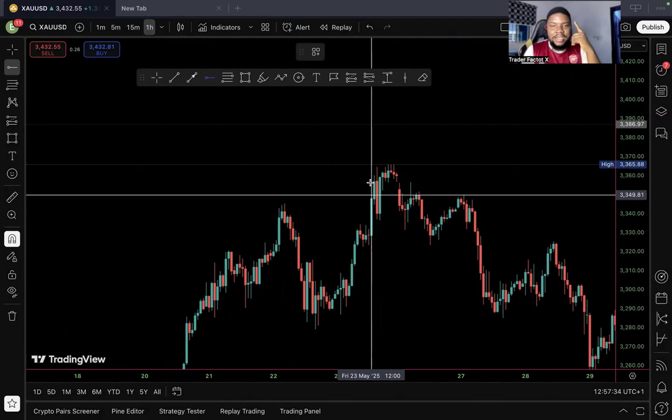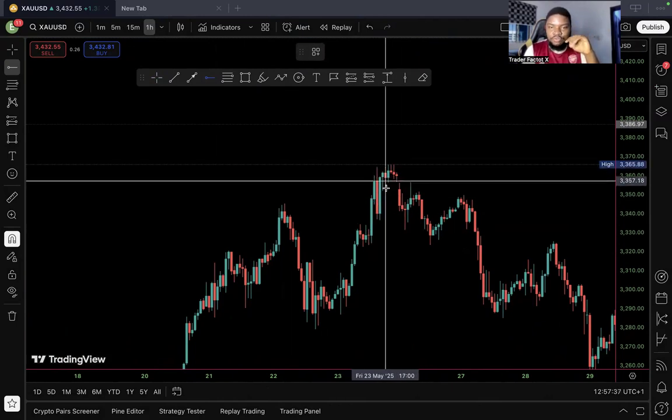So now we need to identify a support area. Now the area holding this move up is this area.